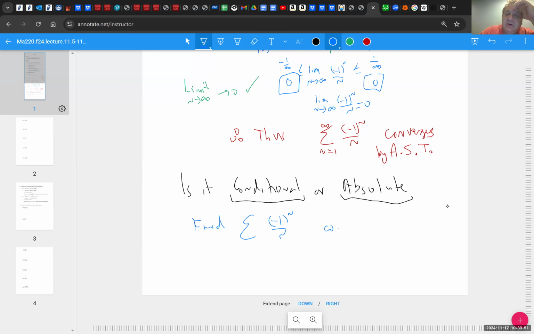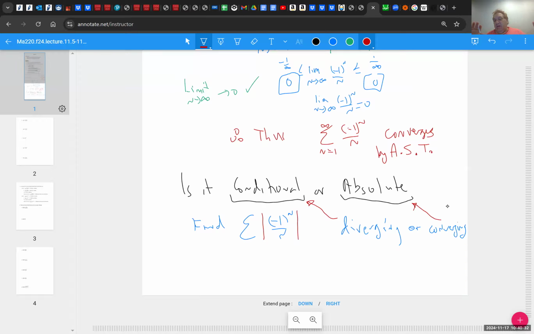Is this converging or diverging? Let me write them in opposite order. So is it diverging or converging? And please note that we're not just looking at the original series, we're looking at the original series with all the negatives thrown away. So we take the absolute value of a_n. And diverging would be called conditional, and converging would be called absolute.